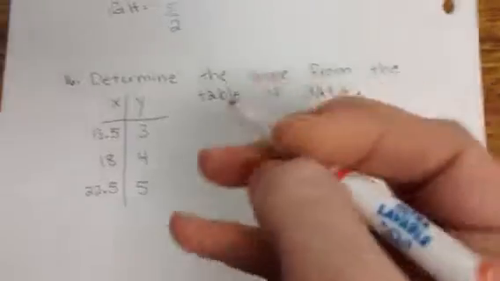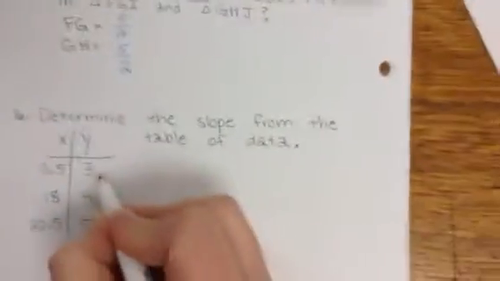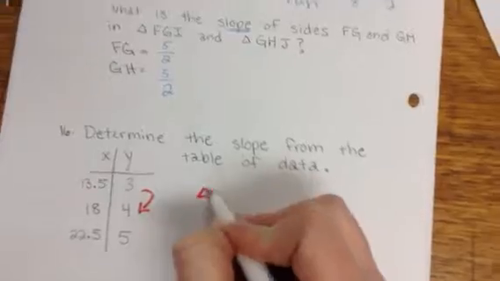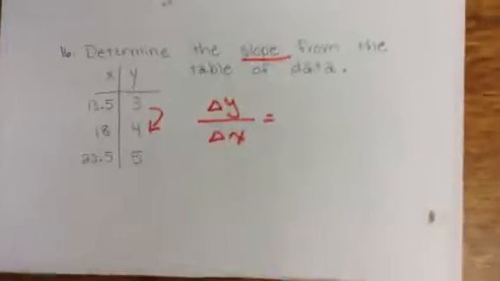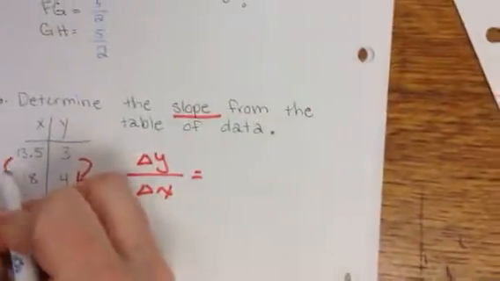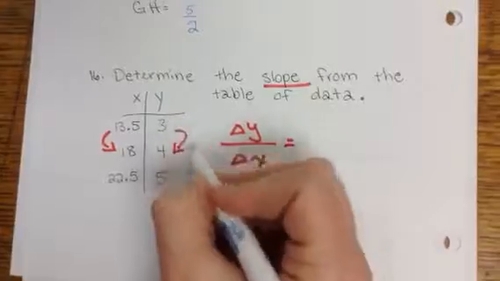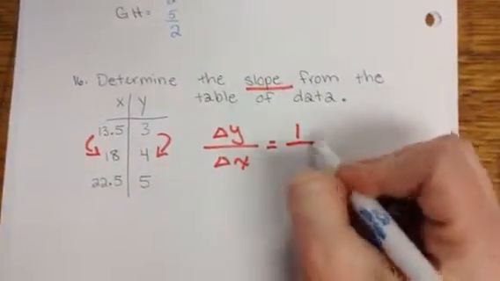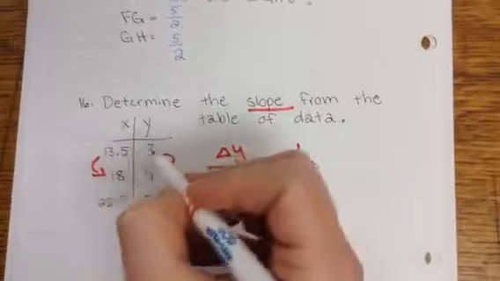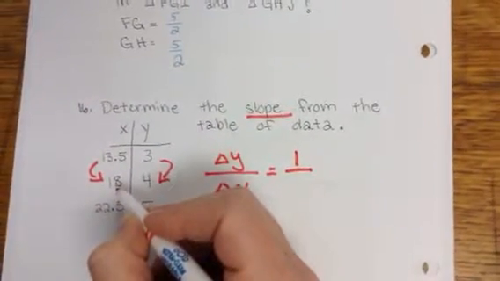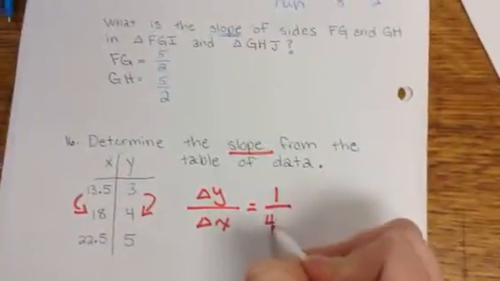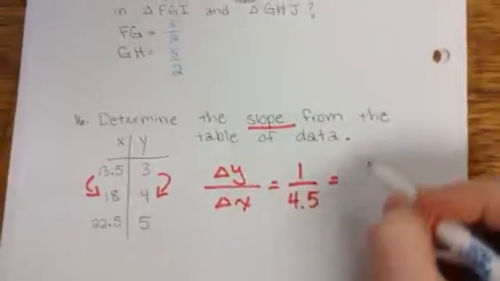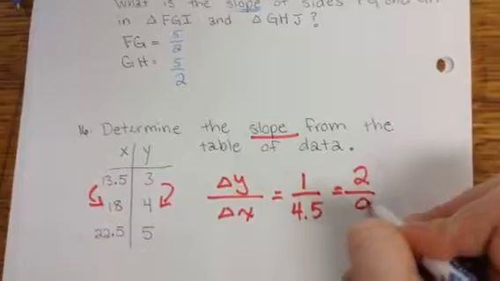So I will do the change in y over the change in x to get the slope from a table that does not have a constant. So I'm going to look to see how are my y's changing. It increased by 1. I'm going to look to see how are my x's changing. So I know from 14 to 18 that added 4. So from 13 and a half to 18 it added 4 and a half. If I reduce that, I can multiply the top and the bottom both by 2 to get 2 ninths.